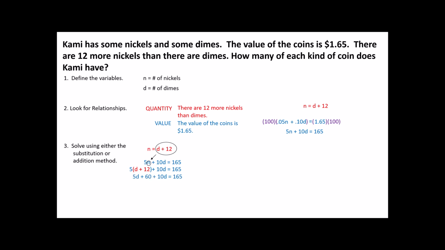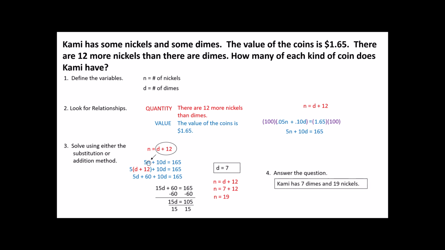Distributive property, combine my d's, property of equality, the number of dimes is 7. Once you know the number of dimes, you just pick either of the two equations. I usually pick the easier one, n equals d plus 12. Plug in what you know, solve for what you don't, and make sure you answer the question.